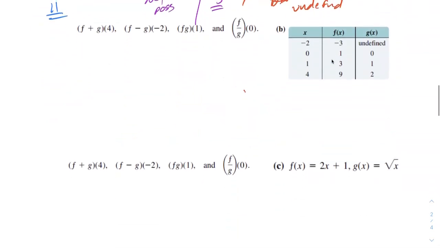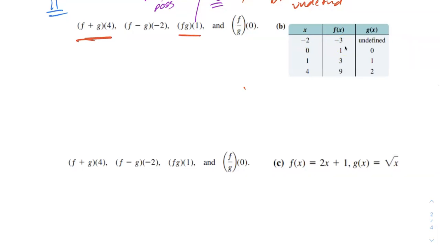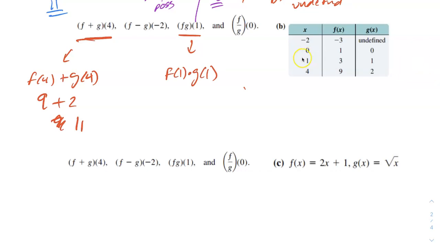Now we can do the same thing using a table. I'm not going to go through all of them, so I'll do a couple of them. So let's do f of 4 plus g of 4. Well, to find these values, all we have to do is look at the table. Here's my x value, and then here's what f of 4 is, and here's what g of 4 is. So this will be 9 minus negative 2, which is plus 2, which is 11. And then do f times g, f of 1 times g of 1. Here's 1, and then f of 1 is 3, g of 1 is 1. So 3 times 1 is 3.